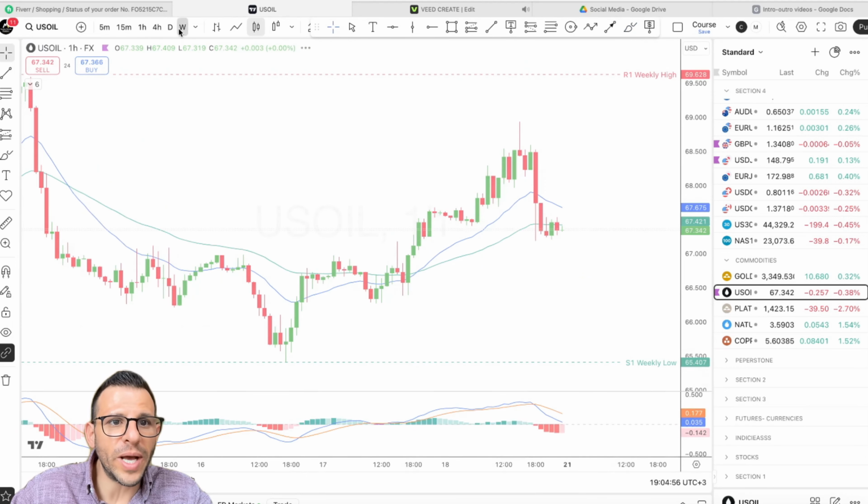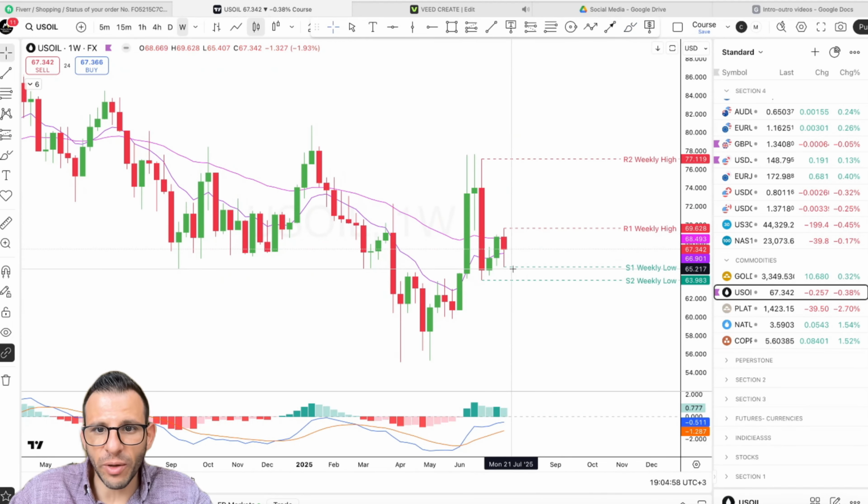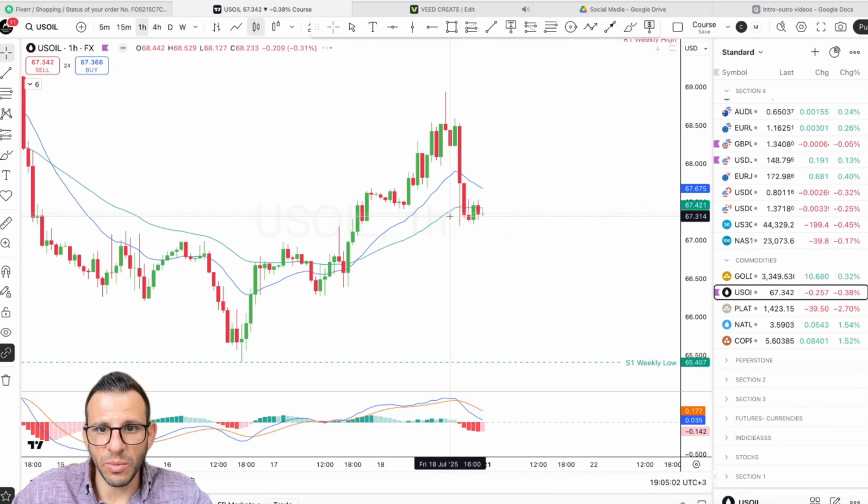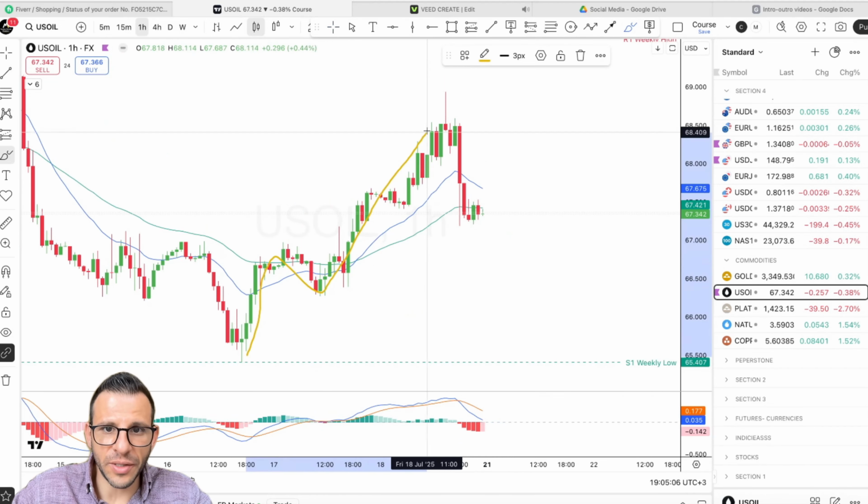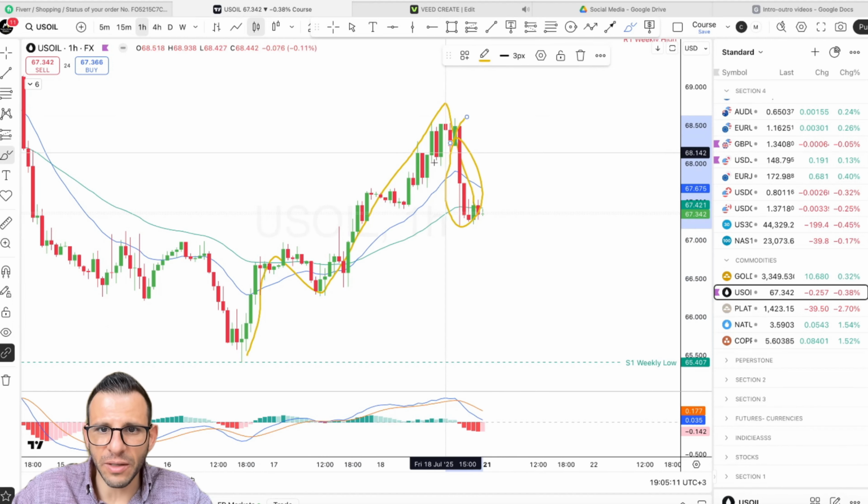US oil weekly time frame, bearish engulfing, follow the downtrend. That becomes very promising. To be honest, on the hourly time frame, I would like to see this structure, guys. We see this over and over again. Now the sellers look like they took control because of these bullish candles.